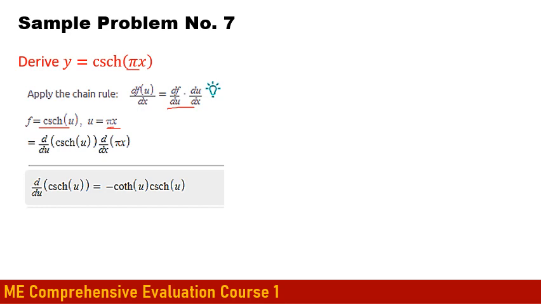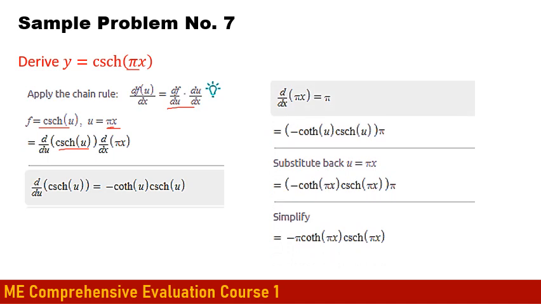So our f prime is the derivative of hyperbolic cosecant of u multiplied by du dx, which is the d of pi x over dx. Then solving for the derivative of hyperbolic cosecant of u, that is simply equal to negative hyperbolic cotangent of u multiplied by hyperbolic cosecant of u. And then for pi x, that is simply equal to pi because pi is a constant. The derivative of x is 1. So that's why we have pi.